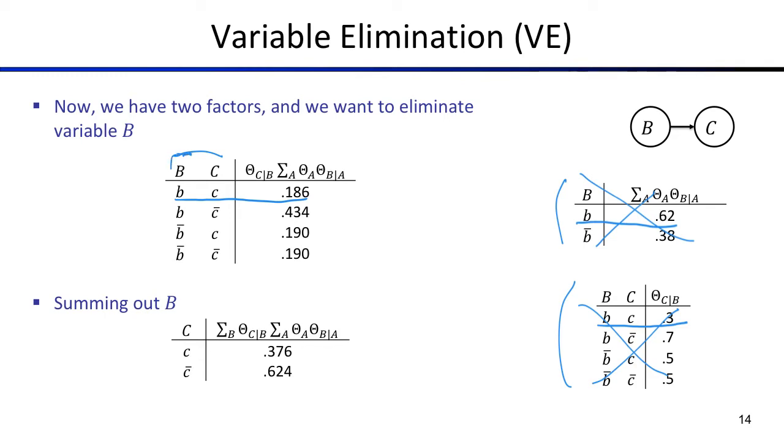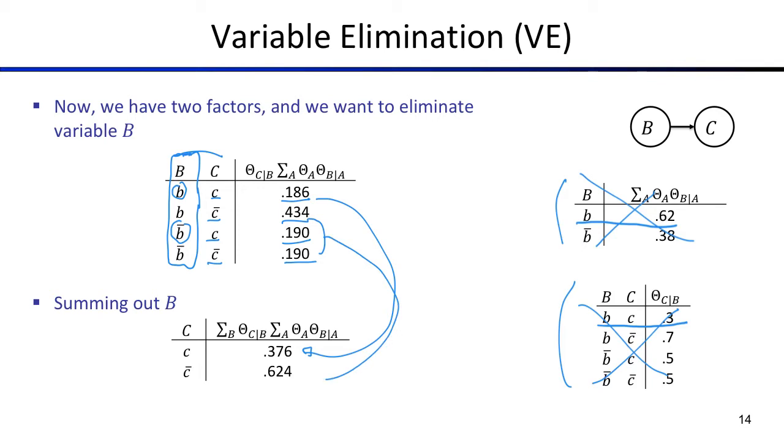We will look at the variable B. This is the only factor that we have, and it mentions variable B. We need to eliminate that. For doing that, the process is the same as we described before. What we do, we look for entries with the same value of variable C, and we iterate over all possible values of variable B. So you're going to sum these two numbers here, and the sum of these two numbers will be this number here. And we do the same thing for not C, and we're going to sum these two numbers, and the sum here will be this value here.